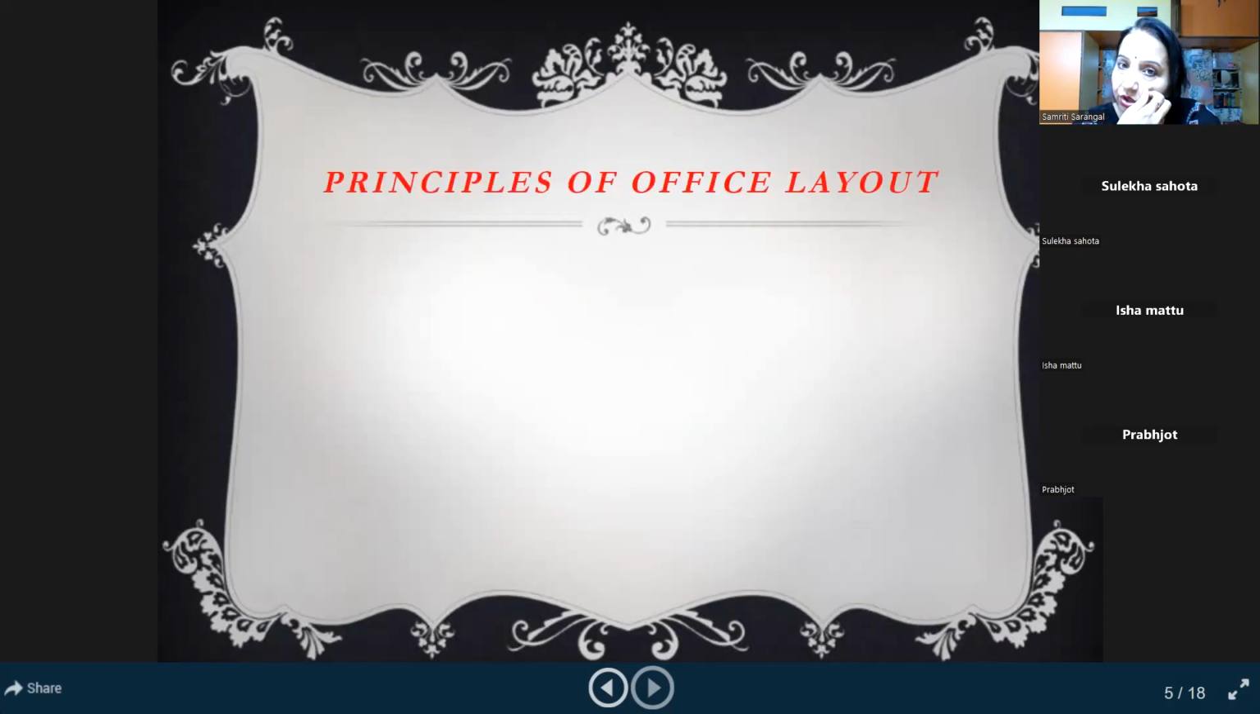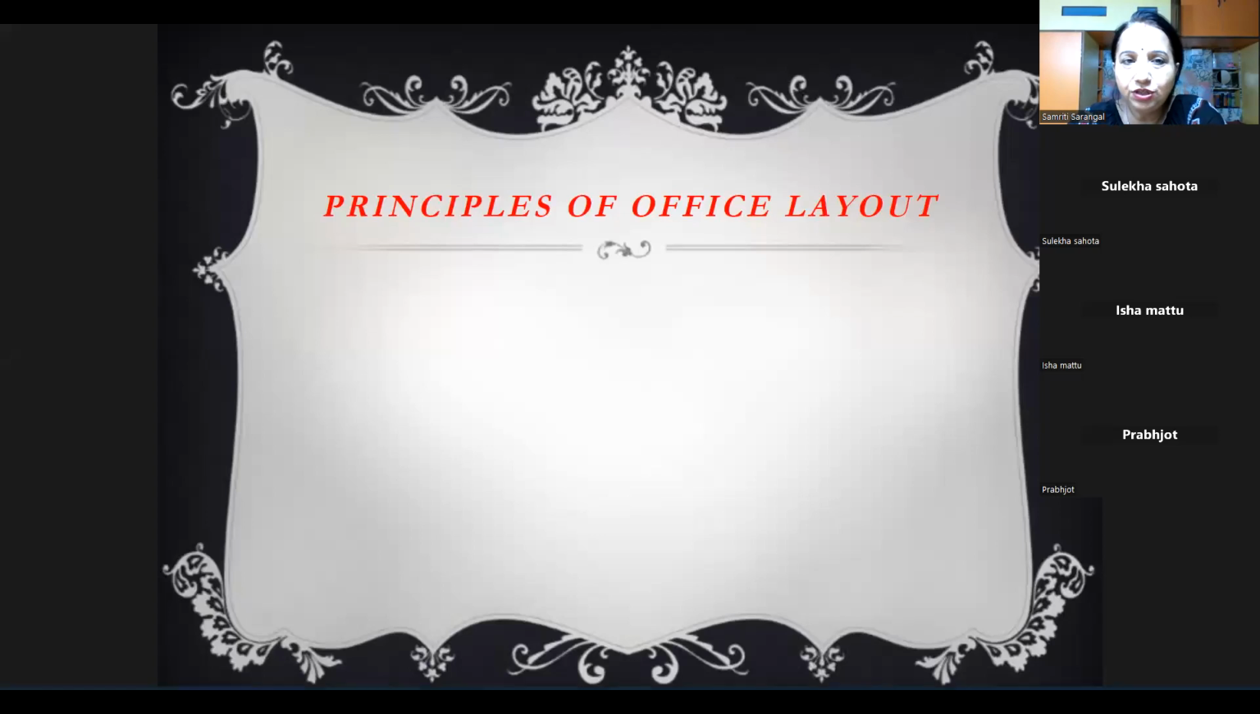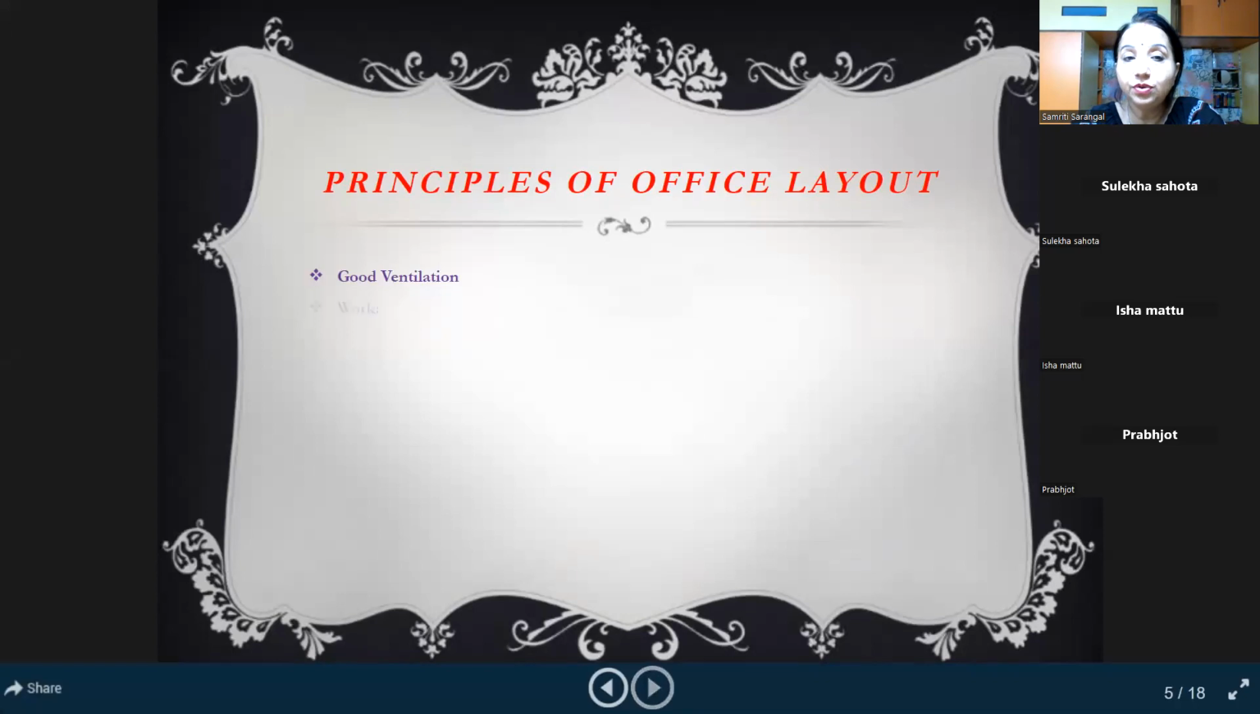Now, what are the principles of office layout? So next we'll be moving towards the principles of office layout. What does principle stand for? It stands for the basic minimum requirements, and these should be there. Just read out these words, what is written.